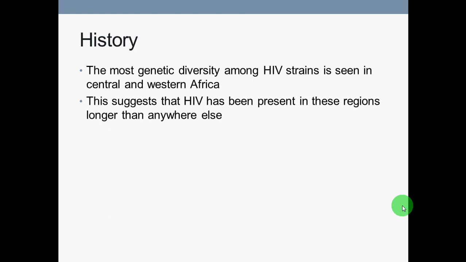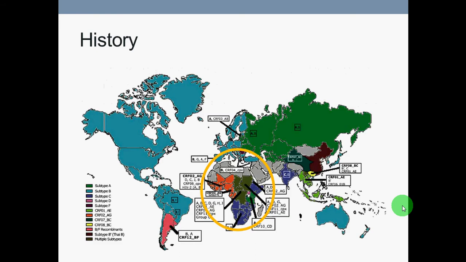Well, one of the ways we know where a disease came from is by looking at areas of the world where there is the most genetic diversity among the virus or microbial strains. And in the case of HIV, if you look at people from Central and Western Africa, you'll find that the HIV virus that they have is the most genetically diverse. They have the most different kinds of strains of HIV. This suggests that HIV has spent more time in that area of the world than anywhere else.